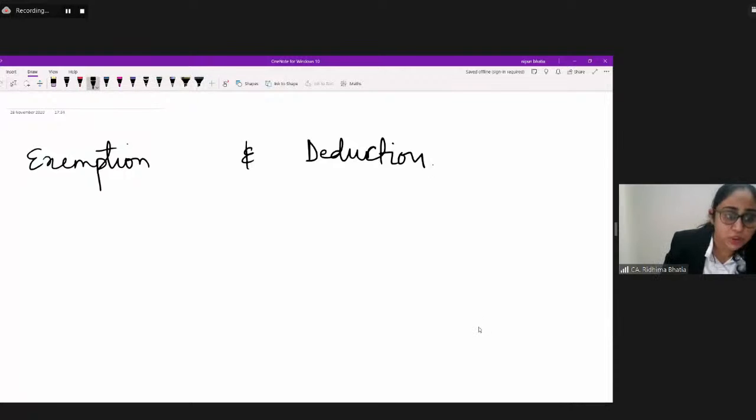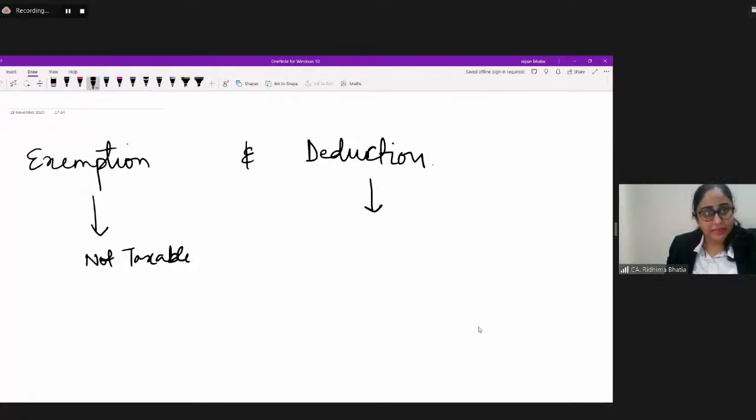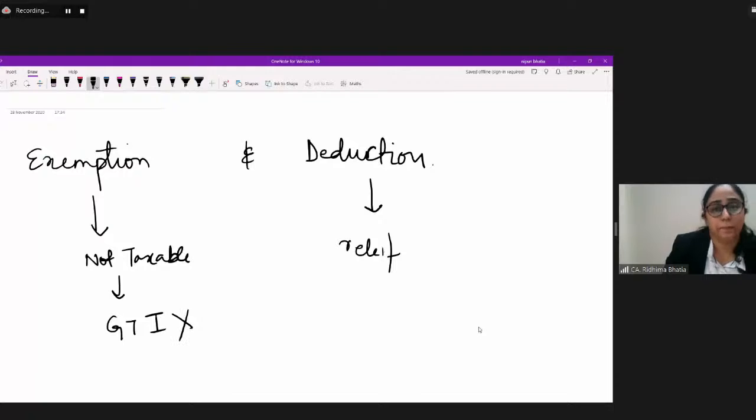Yes, you know. Exemption is that the income will not be taxable at all. But on the other hand, when I talk about deduction, deduction means that my income is taxable, but on fulfillment of certain conditions or criteria, there may be some sort of relief from the taxability. Correct? So exemption is that it is not getting taxable at all, which means that it will not be included in my gross total income. But deduction, on the other hand, would be included in your income and would be part of your gross total income, and then from gross total income you give the deductions.